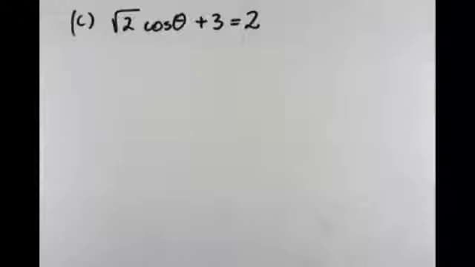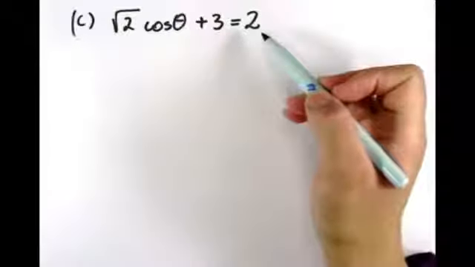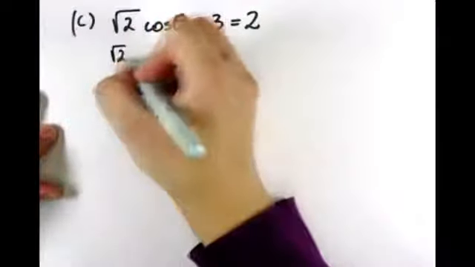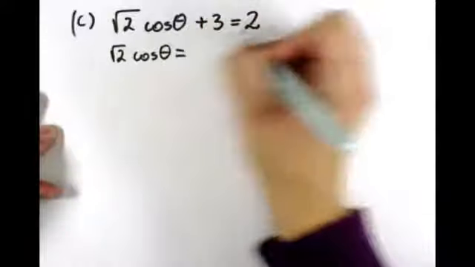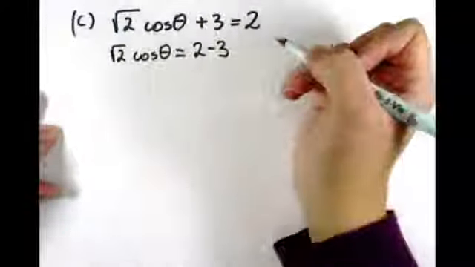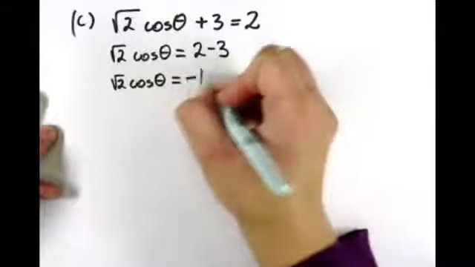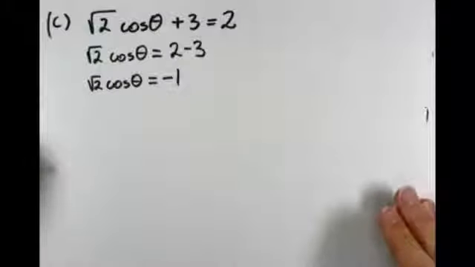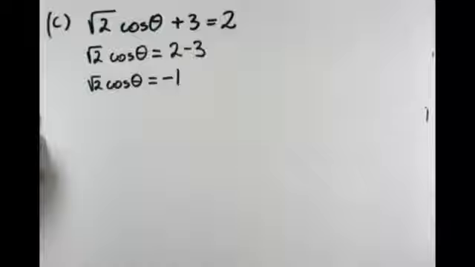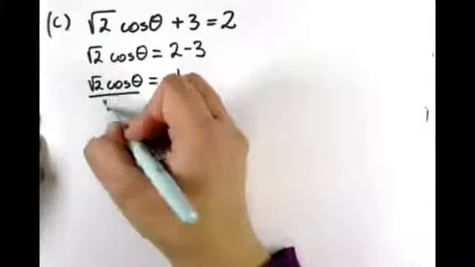Example C. First we need to solve for the function for cos. So I bring this 3 over. So I have square root of 2 cos theta, I would have 2 minus 3. So that gives me square root of 2 cos theta equals 2 minus 3, which is minus 1. Okay, now I divide by square root of 2.